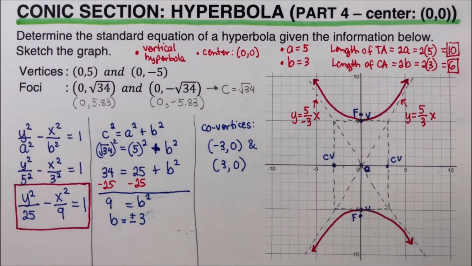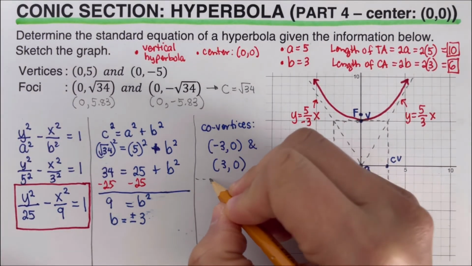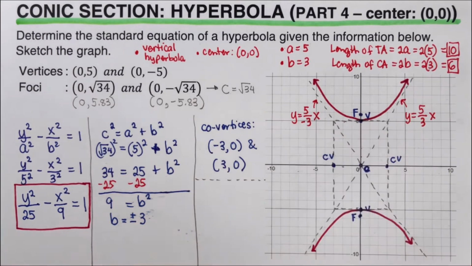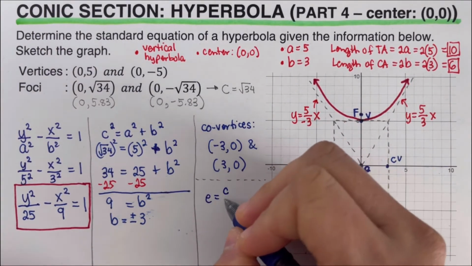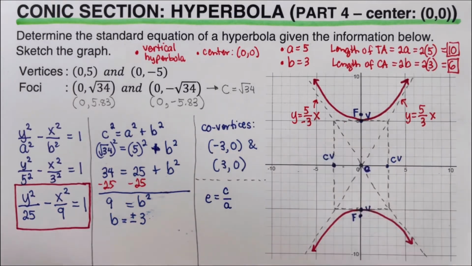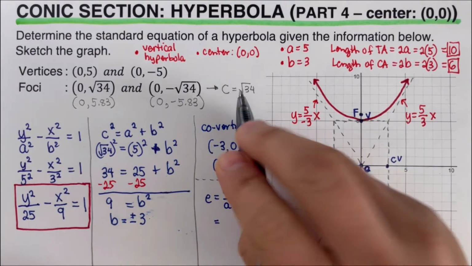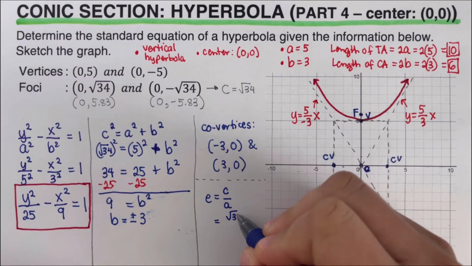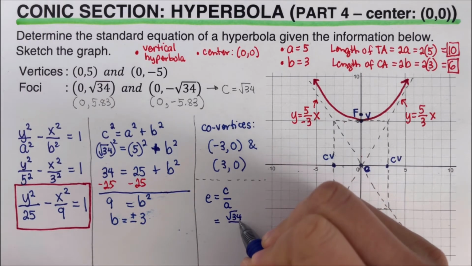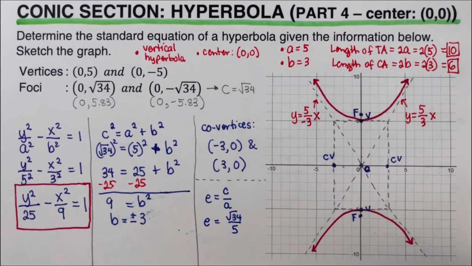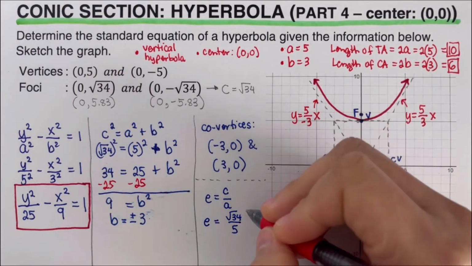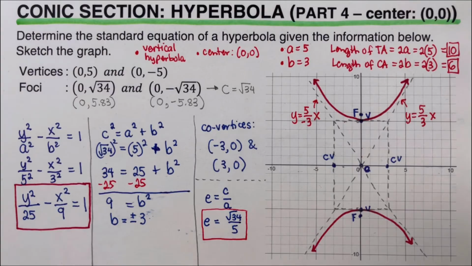Now we determine the eccentricity. We remember that the eccentricity of a hyperbola has a formula. e is equal to c over a. Our value for c here is square root of 34, and our value for a is 5. So this is the eccentricity of this hyperbola. Now let's move on to the next example.